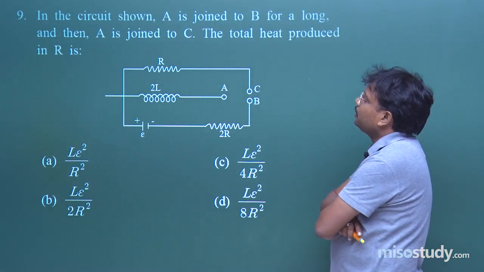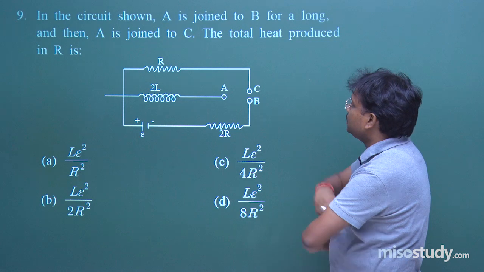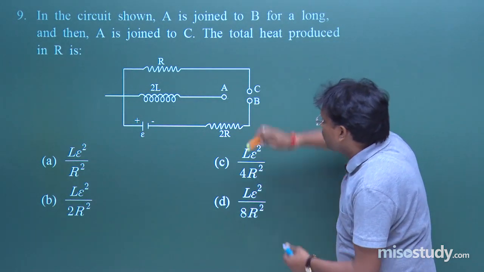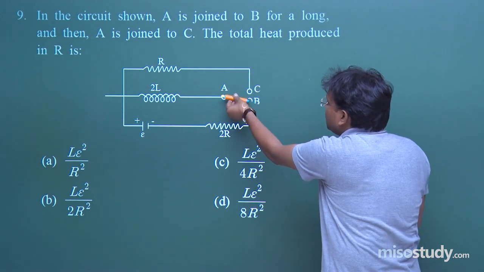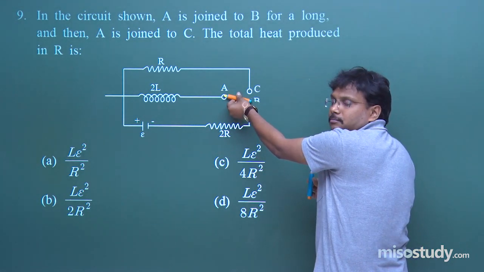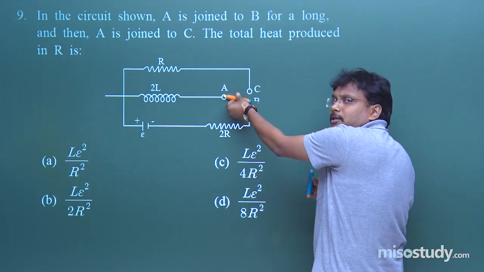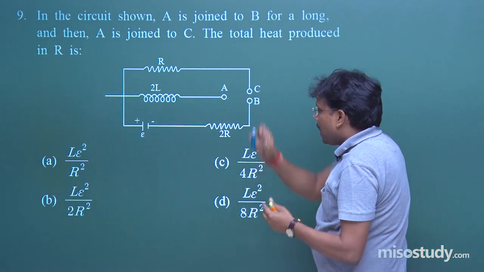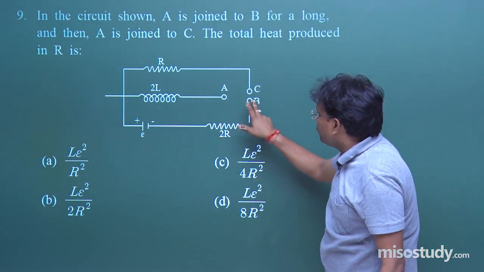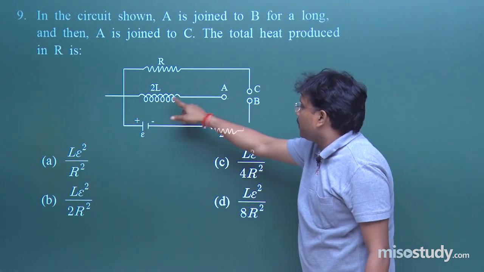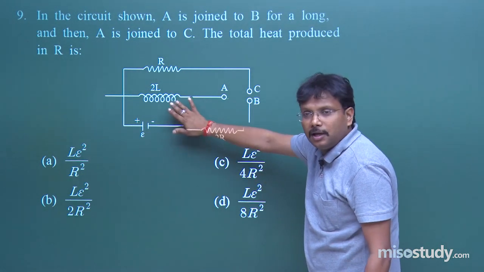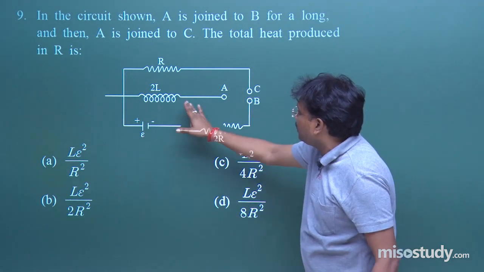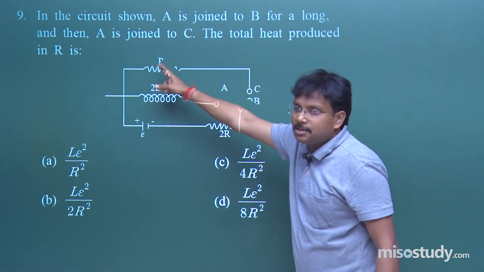In the circuit shown, A is joined to B like this for a long time, then A is joined to C. So, first A is joined to B with the help of a wire. After some time, 10, 20, 30, 40 seconds, this is joined to C. Actually, what will happen when you connect it? The current will flow over here, energy will be stored over here, and when you connect it in this fashion, now the battery is disconnected, this energy will be utilized in this resistor.